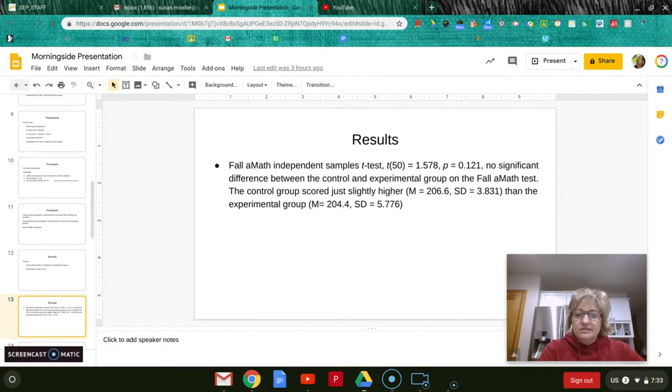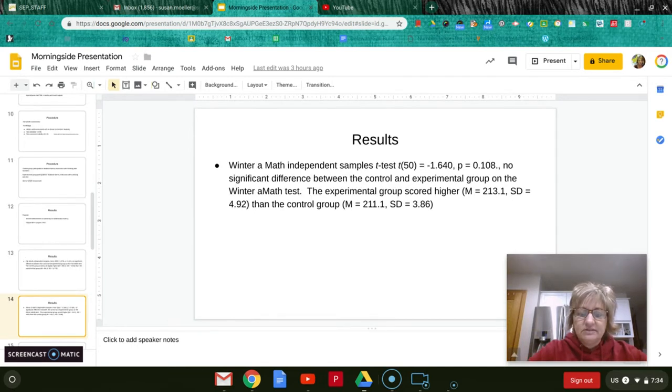The fall AMath independent samples t-test indicated t of 50 equals 1.578 with a p-value of 0.121. This indicates that no significant difference was found between the control and the experimental group on the fall AMath test. The control group scored just slightly higher with a mean of 206.6 and a standard deviation of 3.831. The experimental group had a mean of 204.4 and a standard deviation of 5.776.